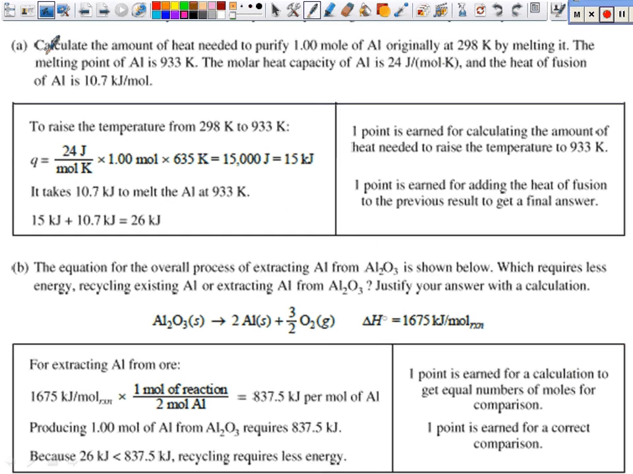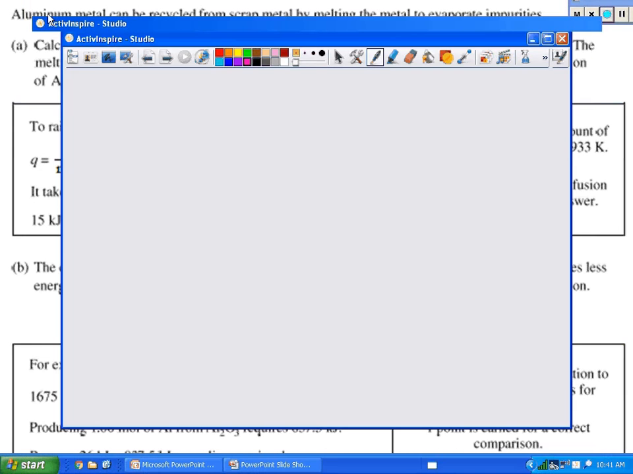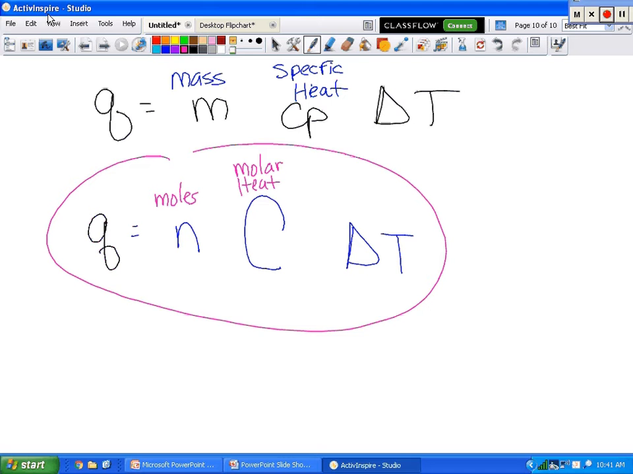Go ahead. Can we go back to that? Okay, sorry. N, which is moles, times capital C, which is molar heat capacity, times delta T, which is almost the same thing, except instead of using mass, we're using moles, and instead of using specific heat, we're using molar heat, and the values are a little bit different.